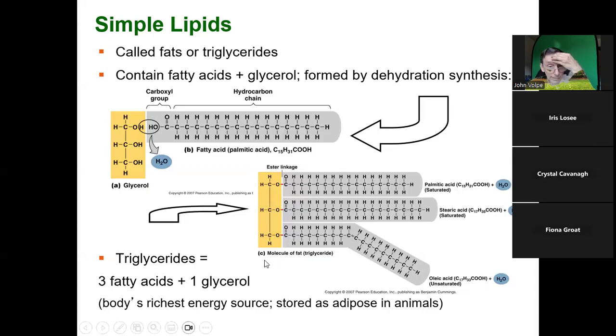So triglycerides are three fatty acids combined with one glycerol. They're the body's richest energy source, and they're stored as adipose in animals that we call fat. You just look down at your belly and you'll find triglycerides.